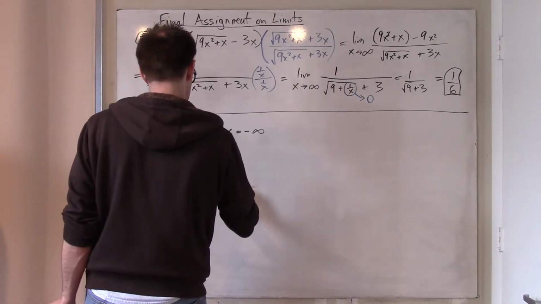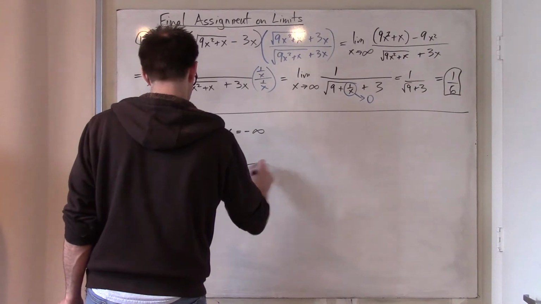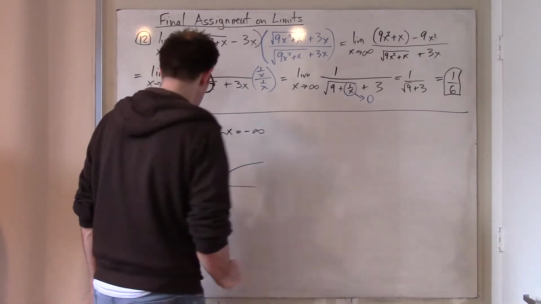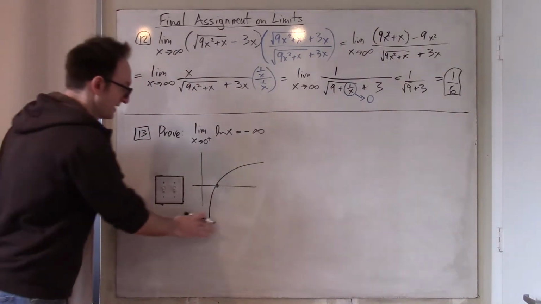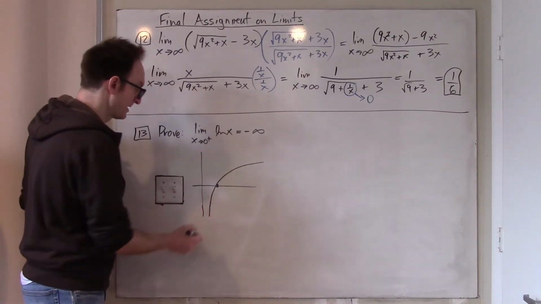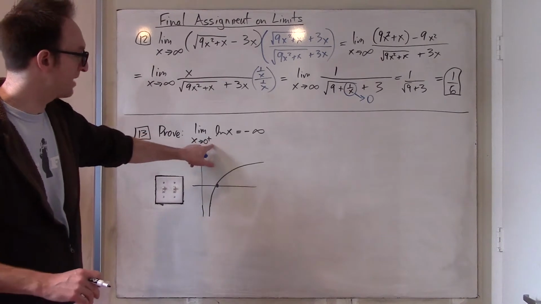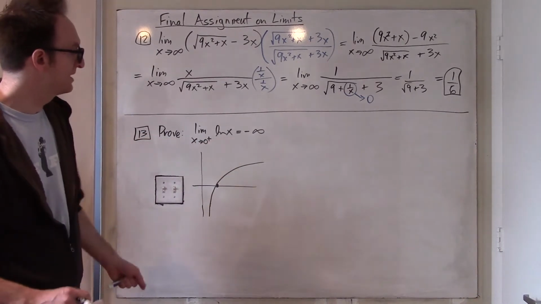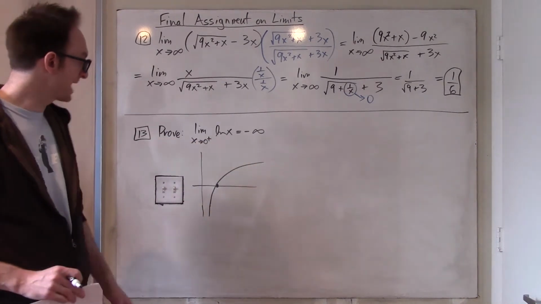It looks kind of like this. Here's 1 and something like that. So indeed, it is just a kind of accepted fact of pre-calculus that for very, very tiny positive values, the natural log is a huge negative number.